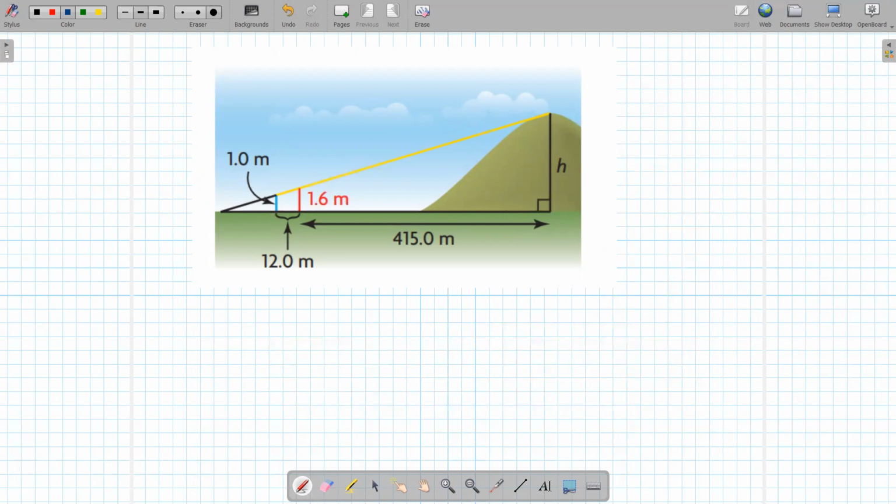We want to find h. This question is tricky because there's three triangles in here. There's the smallest one with the blue, and then there's the red one in the middle with the 1.6, and then there's the H one, the big one. So there's actually 3 different triangles. All of them are going to be similar, right? Because they all have this angle here, and they are all 90 degrees. So all 3 of the triangles are similar, right?